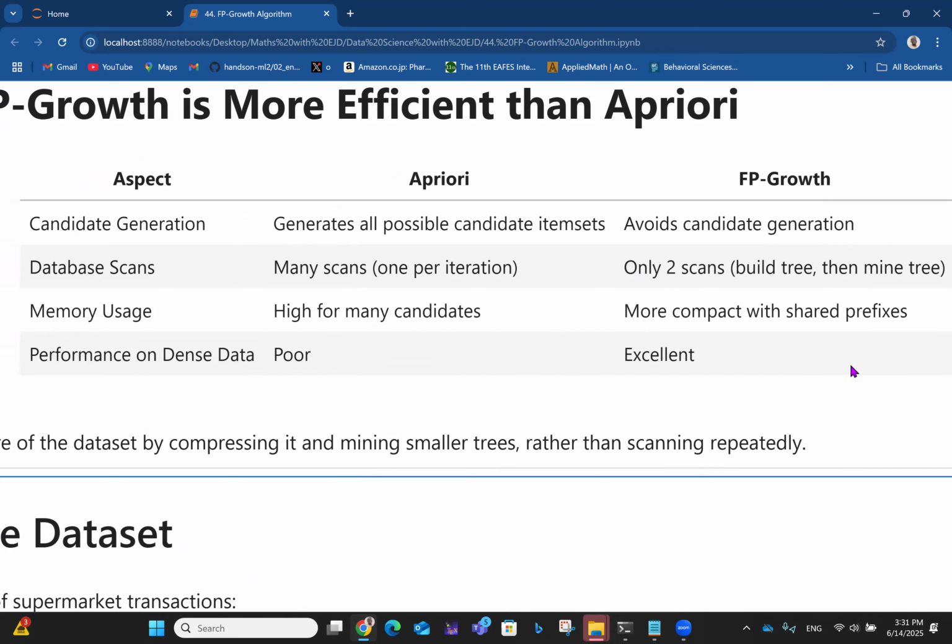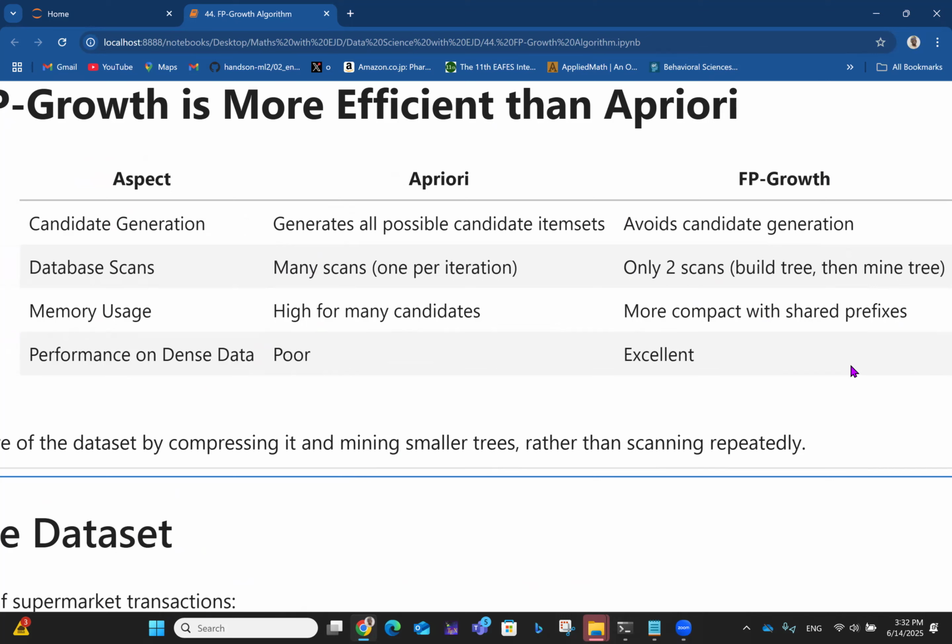So in Apriori, it generates all possible candidate item sets, but FP-growth avoids candidate generation. Then database scans. In Apriori, many scans, because you need one per iteration. In FP-growth, you have only two scans, where you just build the tree and then mine the tree. Then you have memory usage: high memory usage for many candidates in Apriori, and for frequent pattern growth, it's more compact with shared prefixes.